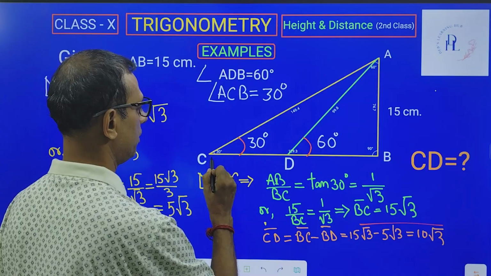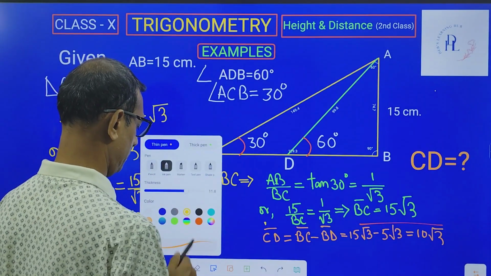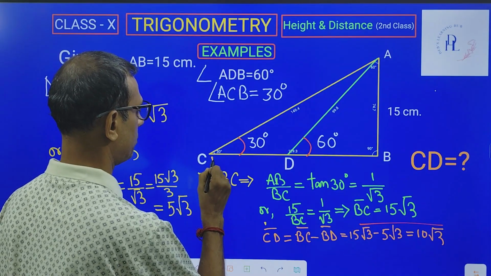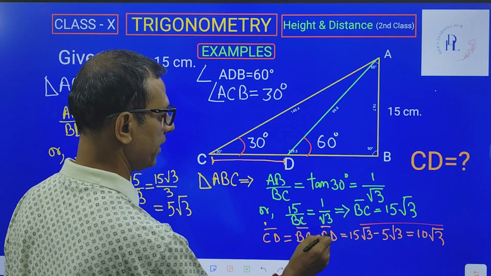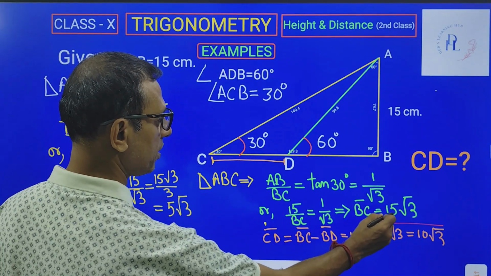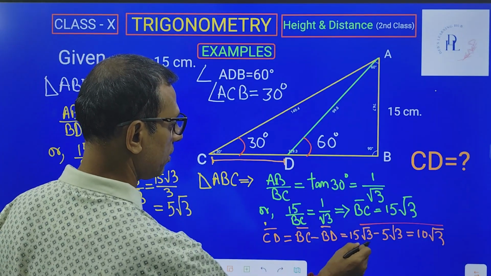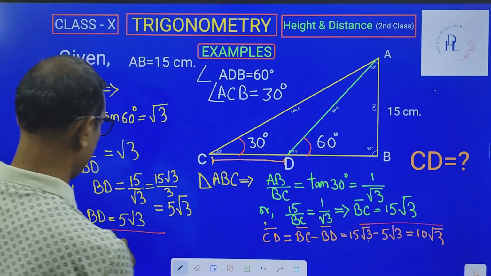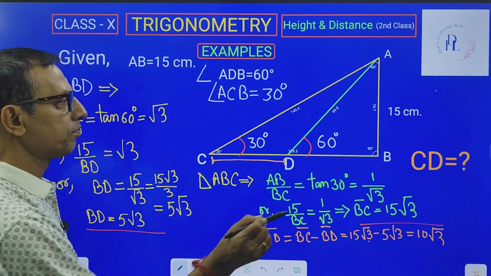This portion CD equals BC minus BD. What is the value of BC? BC equals 15 root 3, right? So 15 root 3 minus BD, BD equals 5 root 3, that equals 10 root 3, that is the answer.